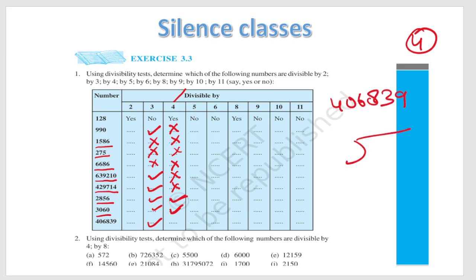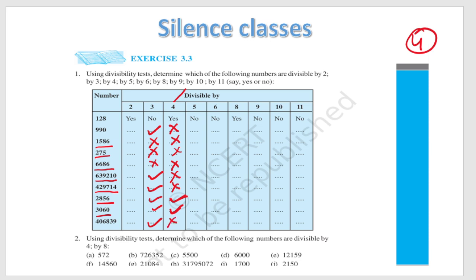406839. Let's check it out. 39 is not divisible by 4. 4 nines are 36, 3 is the remainder. This means this number is also not divisible by 4.